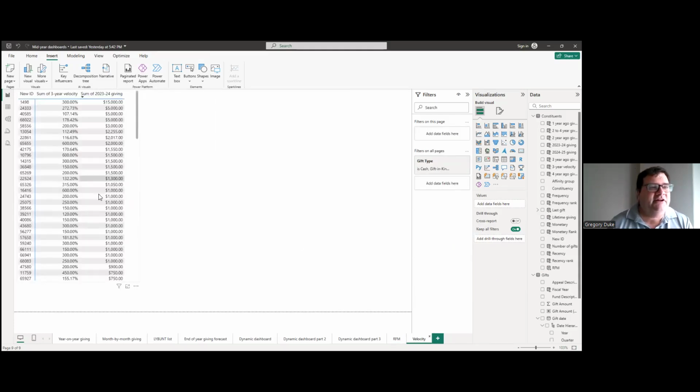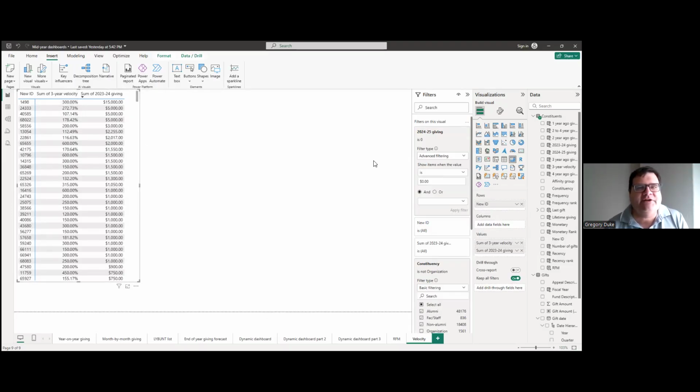And lastly, I did a quick velocity score. These are people who are giving more year on year, and I've filtered it by people who gave more last year than they gave in the average of the previous 3 years. So we have a 3-year velocity. And once again, this was a difficult thing to put together in Power BI language.